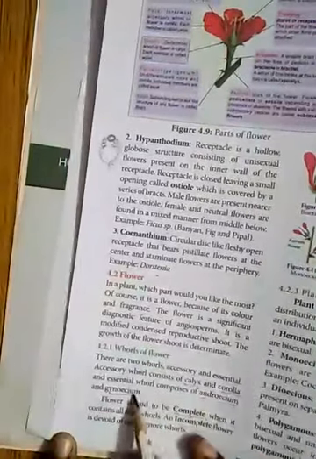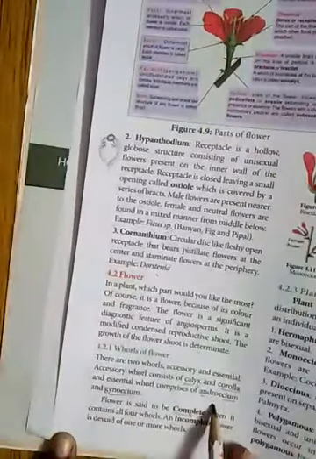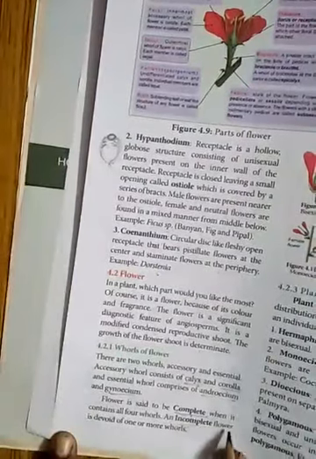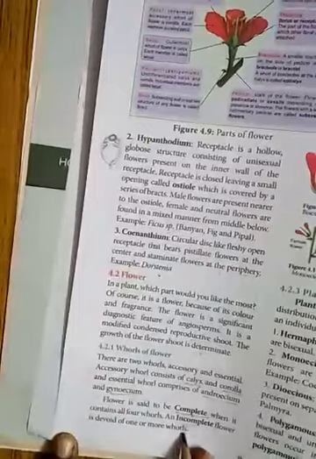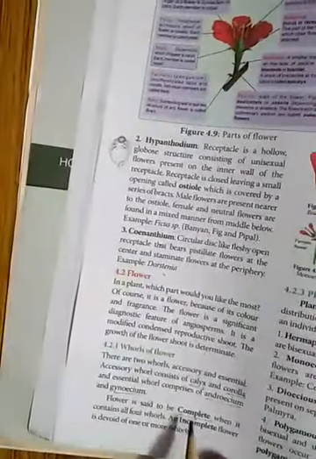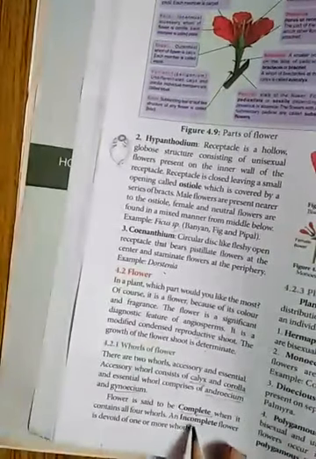If any of the walls is missing among these four, we'll call it an incomplete flower. An incomplete flower is devoid of one or more walls. If any one wall is missing or two walls are missing, we call it an incomplete flower.